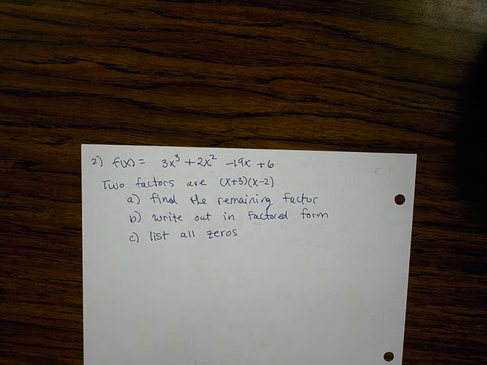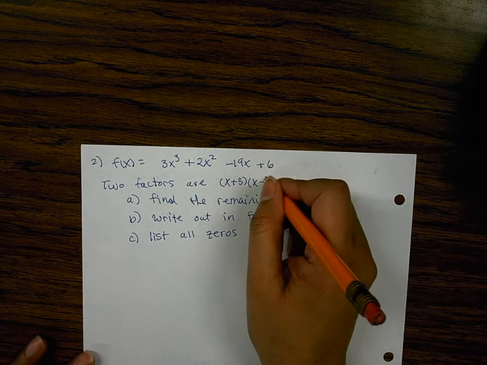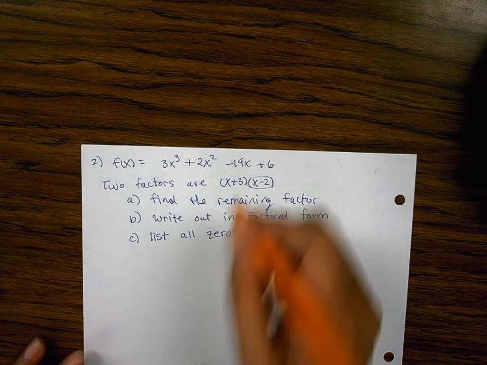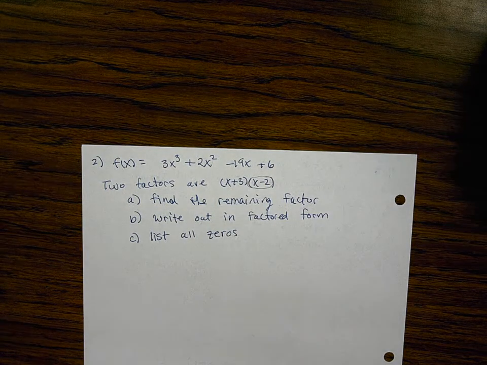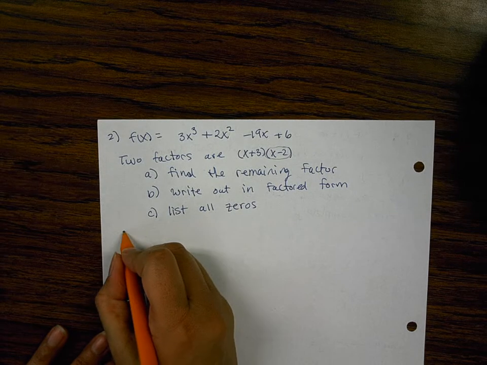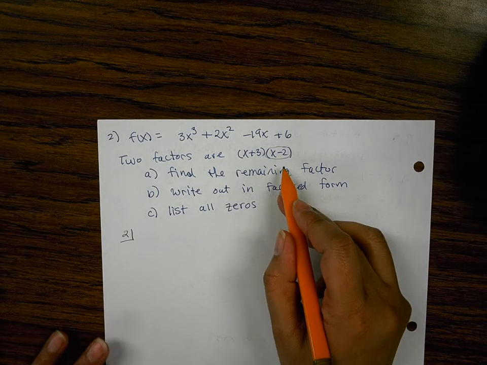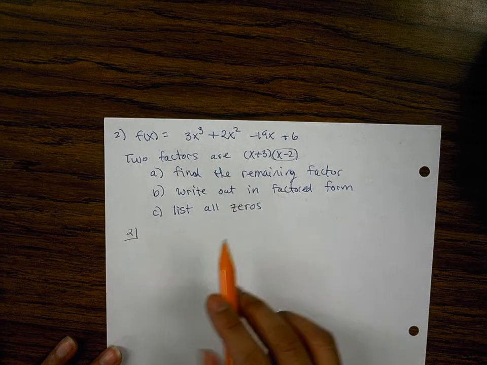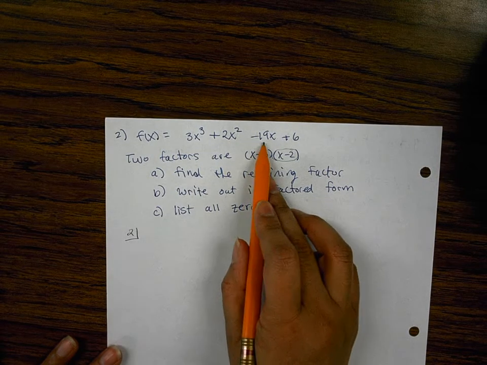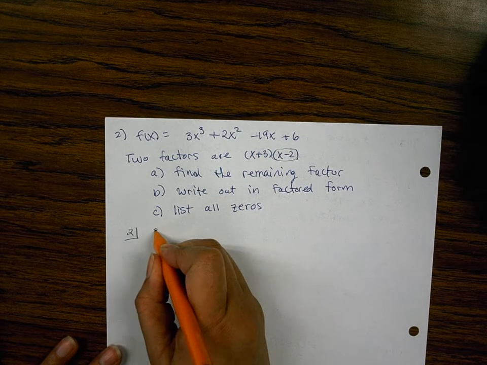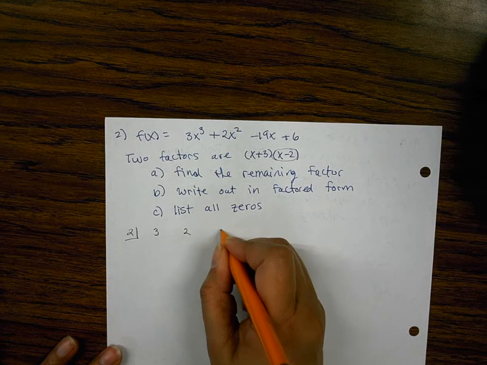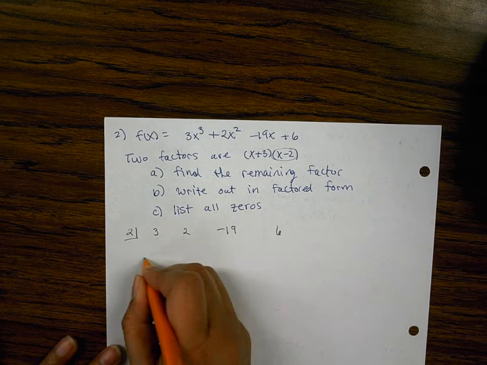Because they gave you two, it does not matter which one you pick. Pick one. I'm going to pick this one. If you want to on your own, or hit pause at the end of this problem and try it with the other one, it will work either way. Okay, if I pick x minus 2, 2 goes in the box. Third power, second power, first power, no power, they're all there. No zeros needed. 3, 2, -19 and 6.